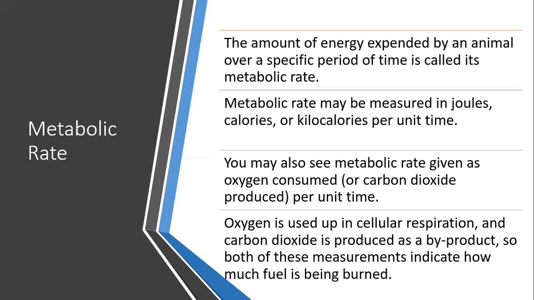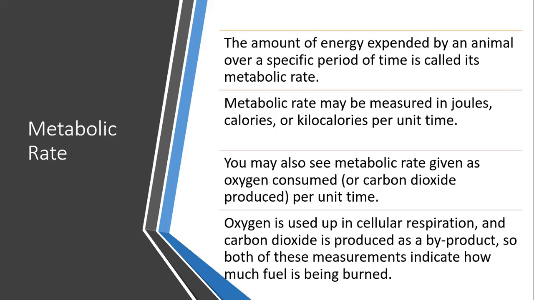So the amount of energy expended by an animal over a specific period of time is called the metabolic rate. This is just for definition purposes. Whenever we mention metabolic rate, we're talking about the amount of energy that an organism uses over a particular period of time. Metabolic rates may be measured in joules, calories, or kilocalories per unit time. This is very important for you to note. You may also see metabolic rate given as oxygen consumed or carbon dioxide produced per unit time.